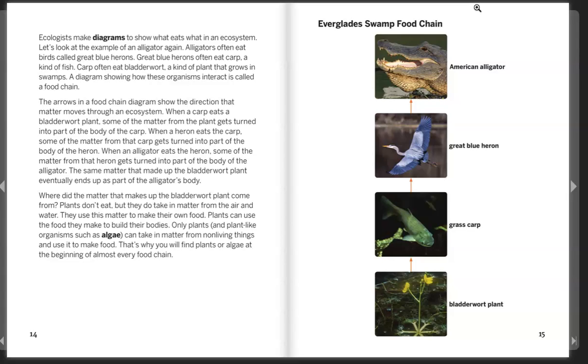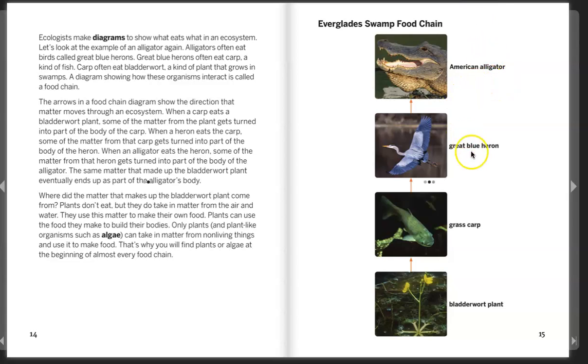The same matter that made up the bladderwort plant eventually ends up as part of the alligator's body. Where did the matter that made up the bladderwort plant come from? Plants don't eat, but they do take in matter from the air and water. They use this matter to make their food. Plants can use that food to help build their bodies. Only plants and plant-like organisms, such as algae, can take in matter from non-living things and use it to make food. That's why you will find plants or algae at the beginning of almost every food chain.